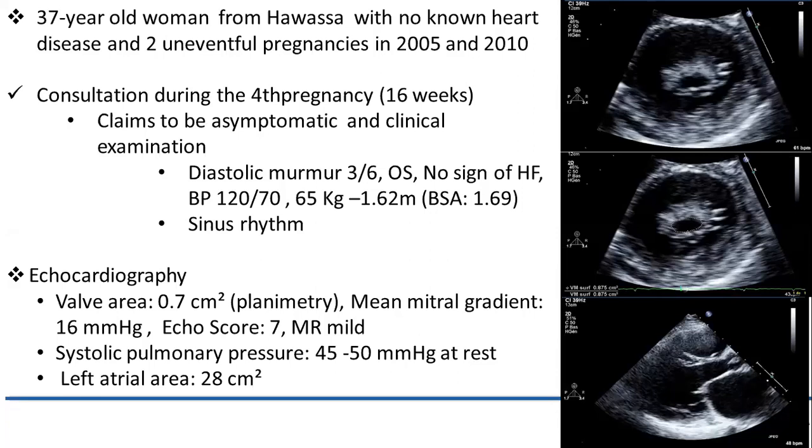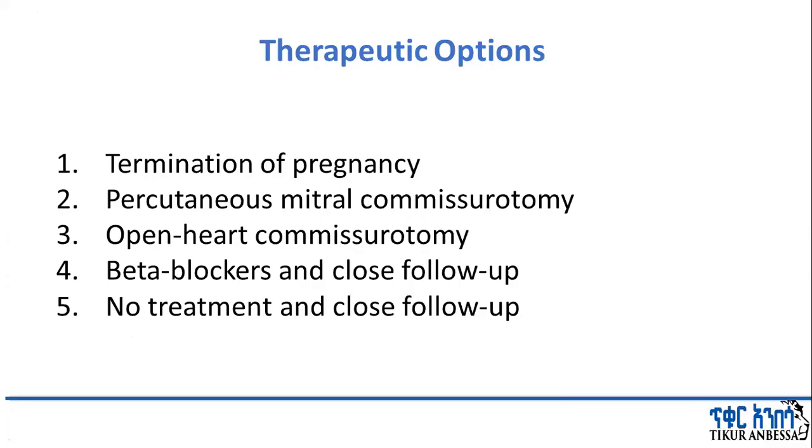She is in sinus rhythm, and echo showed, as you see, a valve area of 0.7 centimeter square. Mean gradient is 16 millimeters of mercury. The valve score is 7, which is favorable. MR is mild. Systolic pulmonary pressure is 45 to 50 at rest. And what do you think is the therapeutic option for this patient?